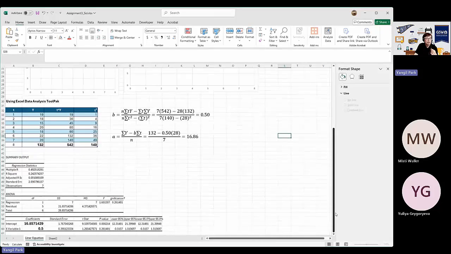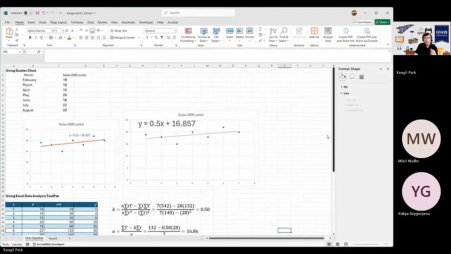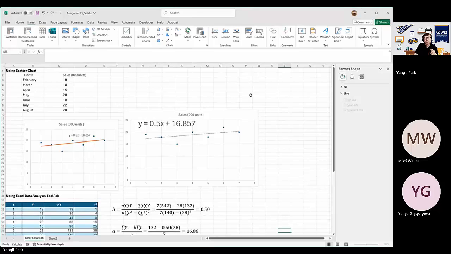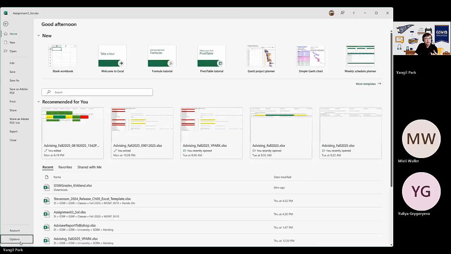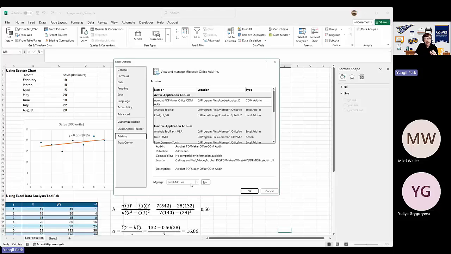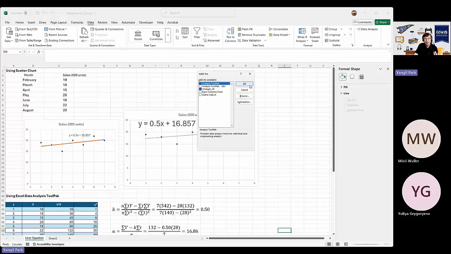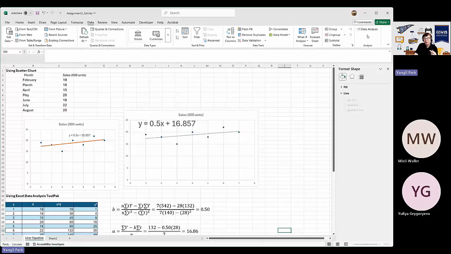Then in terms of the tool pack, that's under the data tab, data analysis. You need to insert add-ins from file, options, add-ins, right here in manage, then you click OK, then you click OK again. Then it'll give you this data analysis add-in. Like I said, you probably hit it already in statistics or other classes.